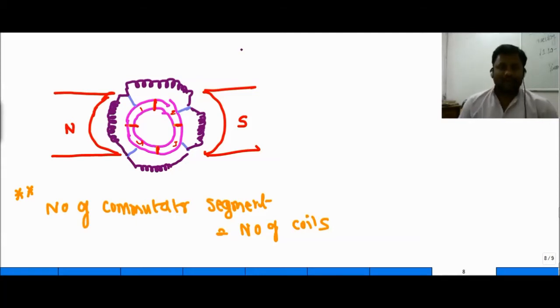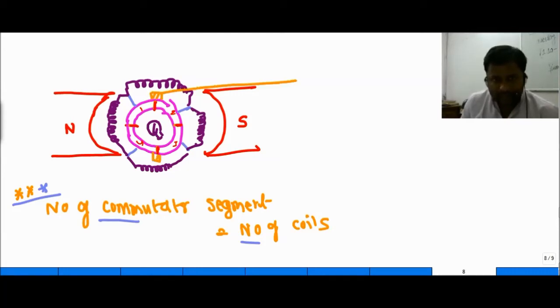So we are using 4 segments, and the necessary condition for designing is that the number of segments should be equal to the number of coils. Here we are using 4 segments and 4 coils. And the brush is connected here in order to take the current. This is the connection of the brush.